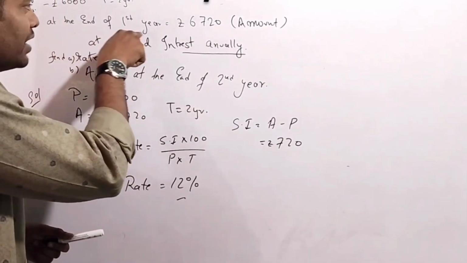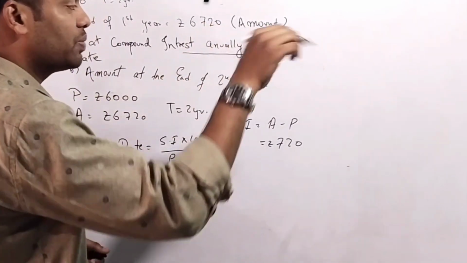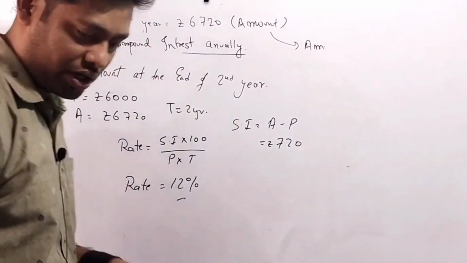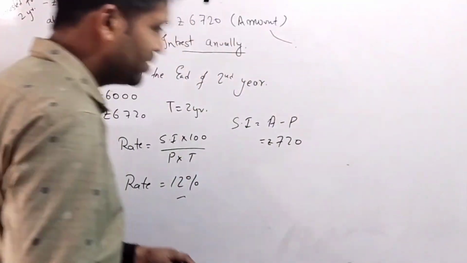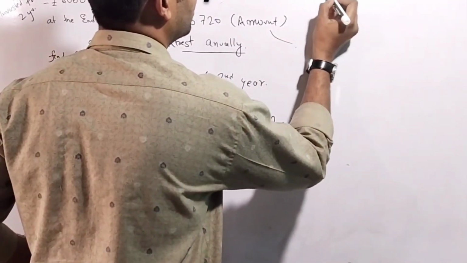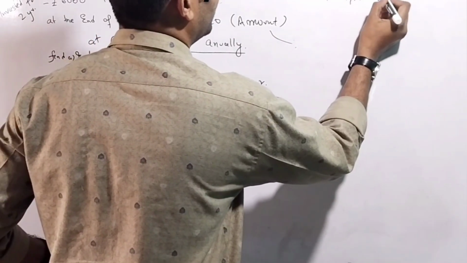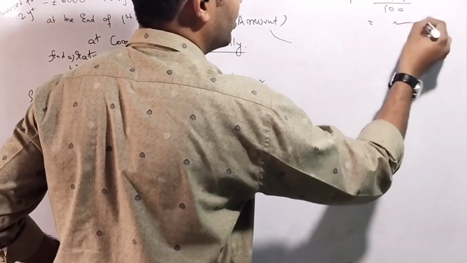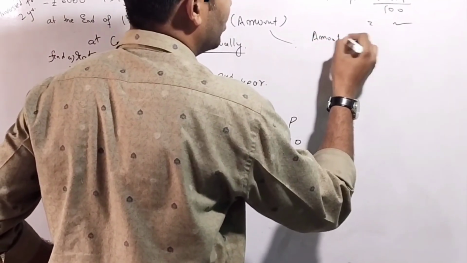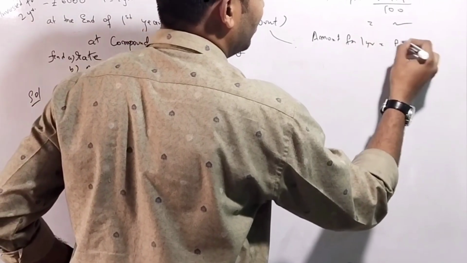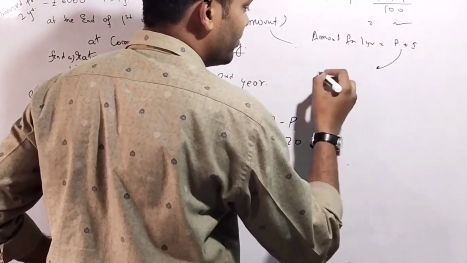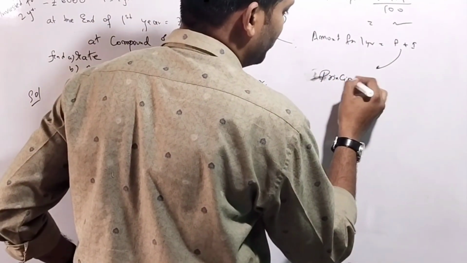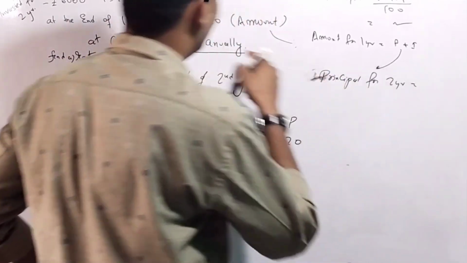So this is the amount at the end of first year, and this will be the principal for second year. We know that one. Maybe you're getting confused. Okay, let me give you some steps. First, the interest for first year is equal to P into T into R by 100. You get the interest for first year. Then you have to find the amount for first year, so this one plus this one. Then this becomes the principal for second year, right?